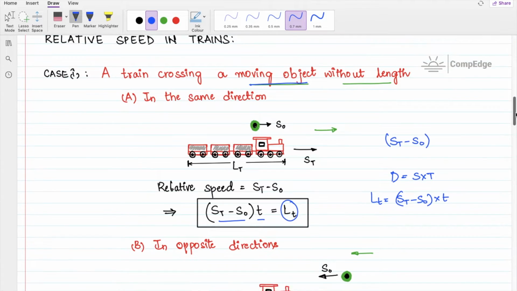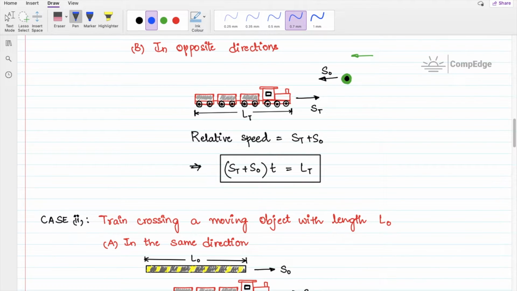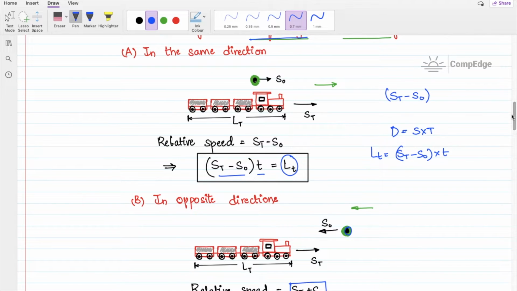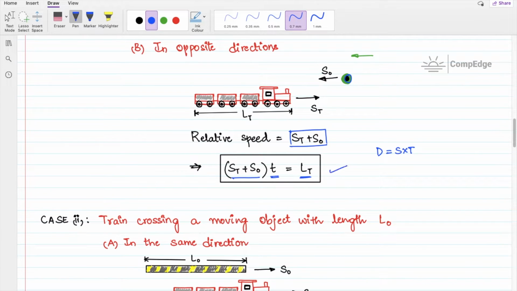Now coming to the next case, when the train crosses a moving object without a length in the opposite direction. In the opposite direction, the relative speed becomes st plus so. The relative speed gets added up when the objects are moving in the opposite direction. Therefore, using the same relationship, distance is equal to speed into time, distance is LT, speed is st plus so, and time is t. So using this concept, we have the relationship between the speeds of the object and train for both moving in the same direction, and for the opposite direction the relationship is this.